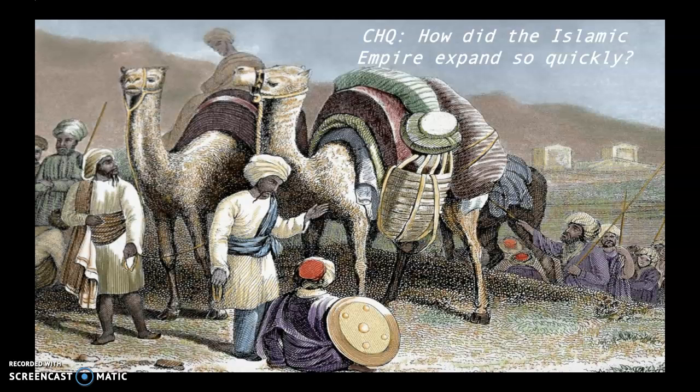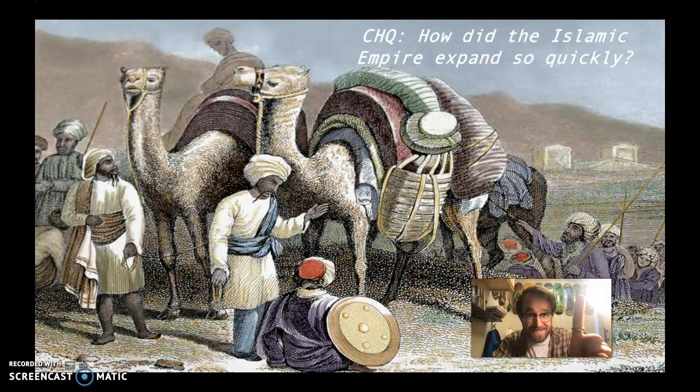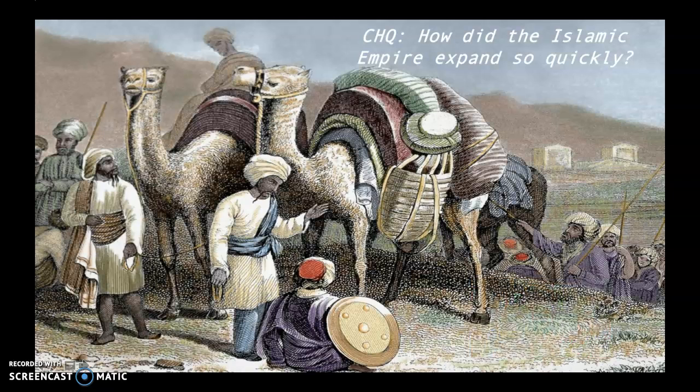Now, what you are going to see is four different pieces to this puzzle. I want you to look at each different piece and I want you to summarize the answer to this question: How did the Islamic Empire expand so quickly using one single word? So all you got to do is choose the word that best summarizes the reading, and I think that you will all nail this. Good luck.